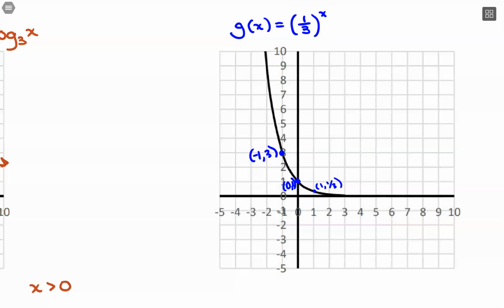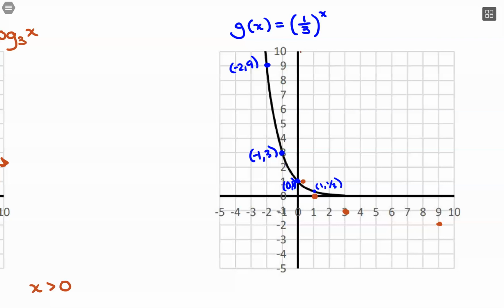So what we can do is flip these. So where we have (-1, 3), now we'll have (3, -1). Where we have (0, 1), we'll have (1, 0). And where we have (1, 1/3), now we'll be at x equals 1/3, y is 1. And we can even grab another point. We can see that (-2, 9) there. So we can have (9, -2). That helps to have that extra point.